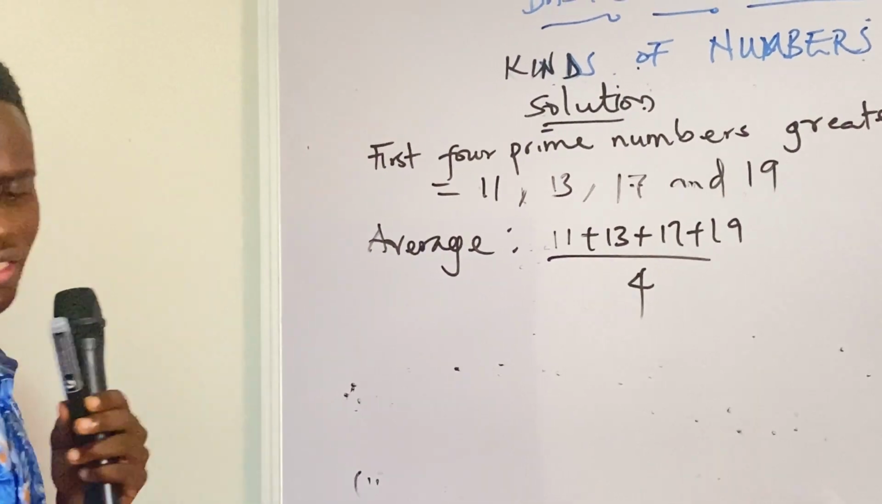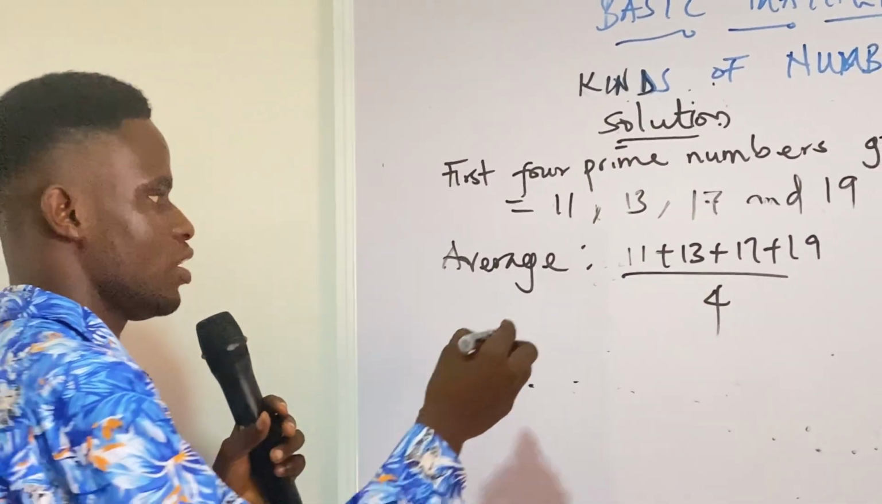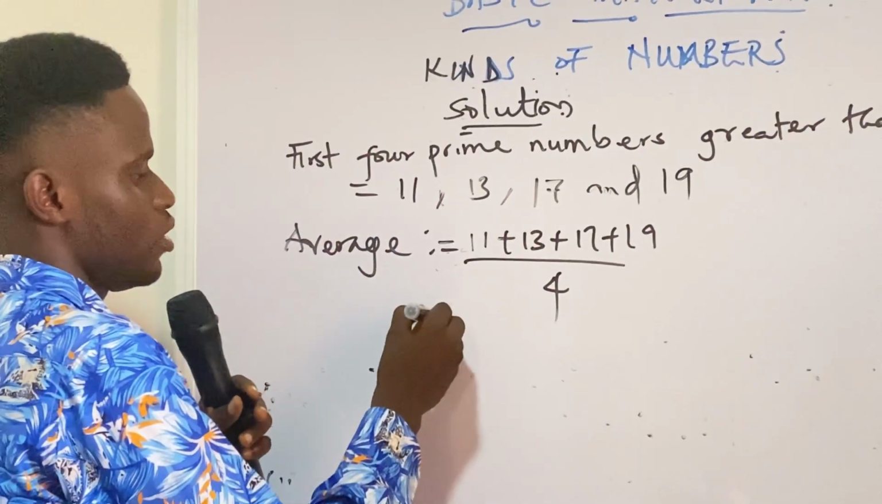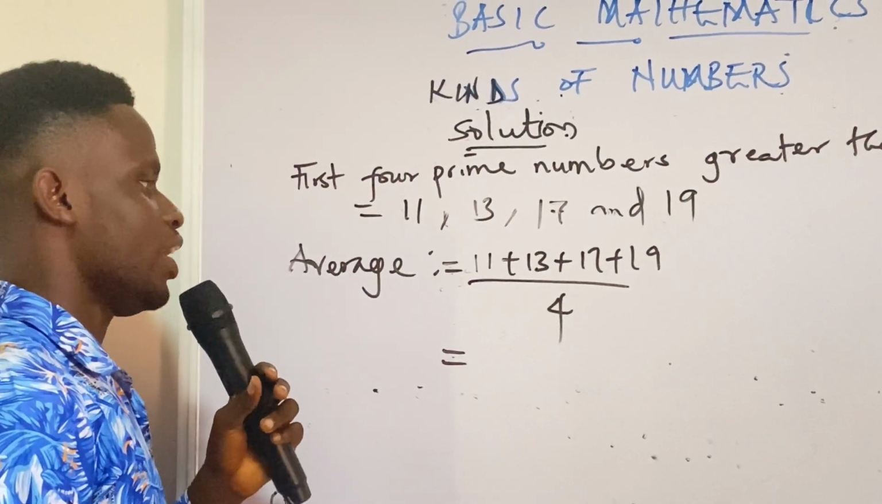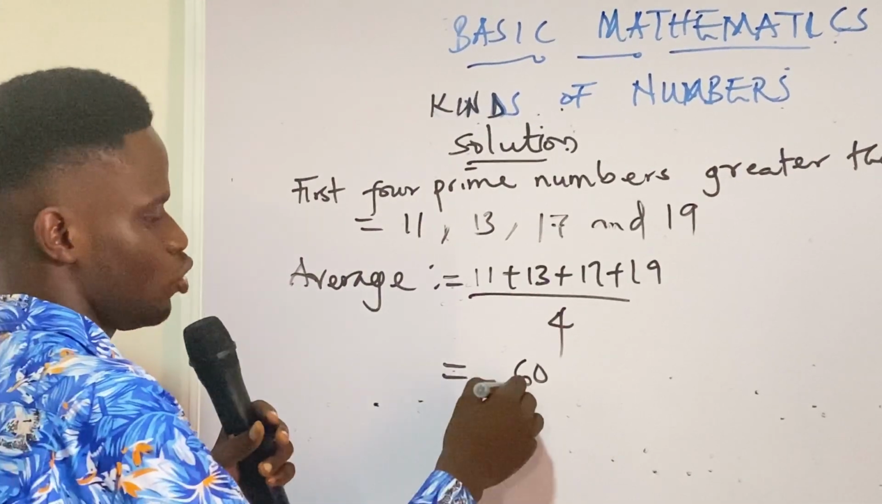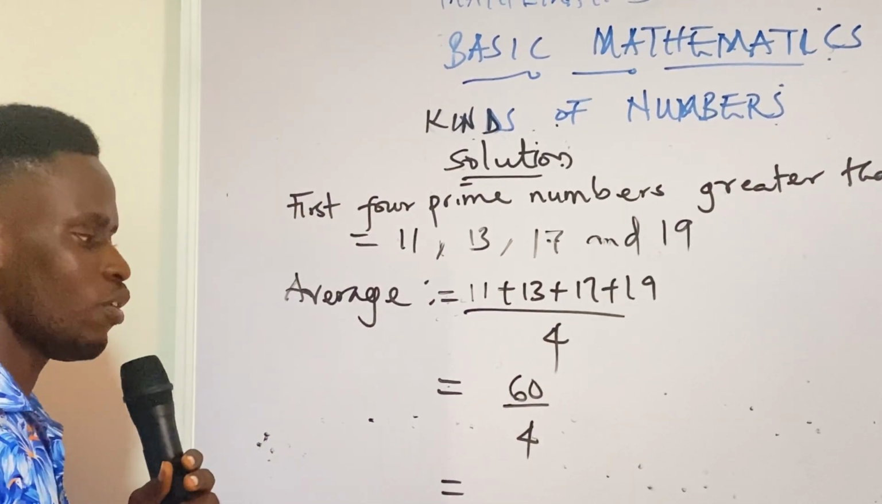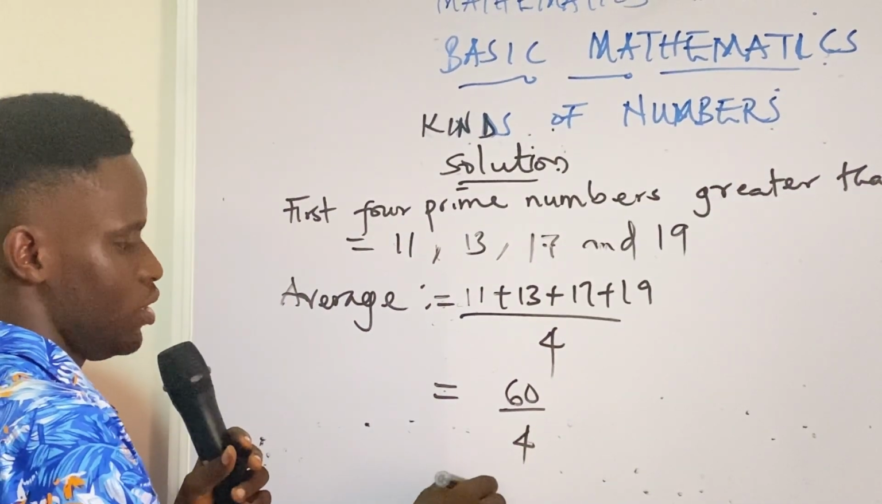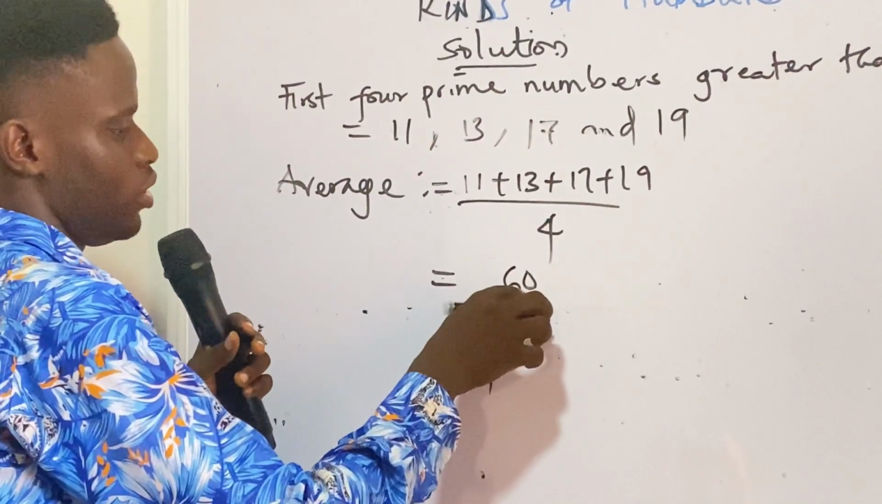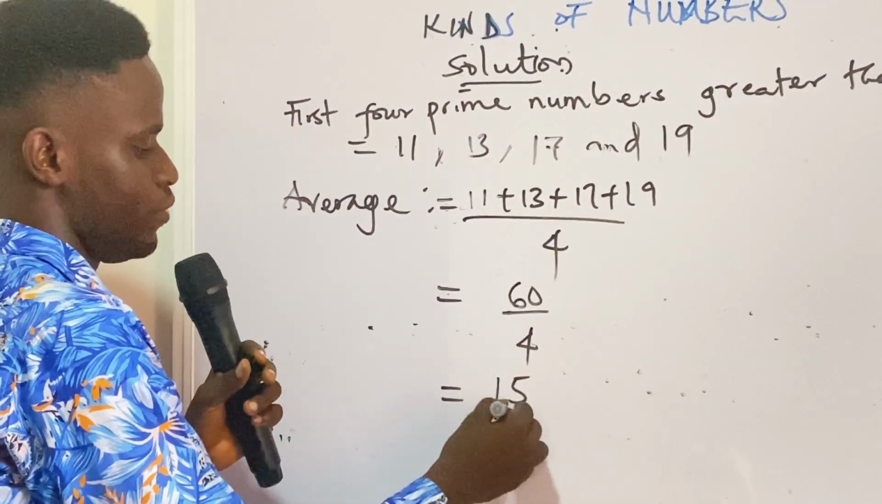If you add 11, 13, 17 and 19 together, you realize that it will give you 60. So we are having 60 divided by 4. How many times can 4 go into 60? 4 in 6 is 1, remainder 2. Put the 2 here, making 20. 4 in 20 is 5. So you should know it's 15.